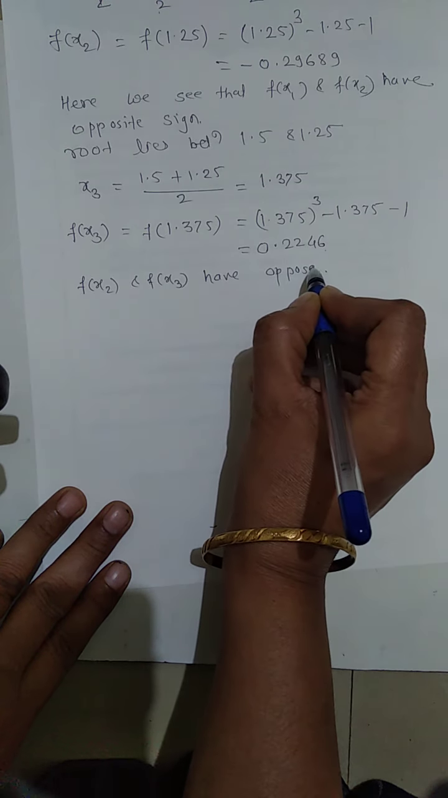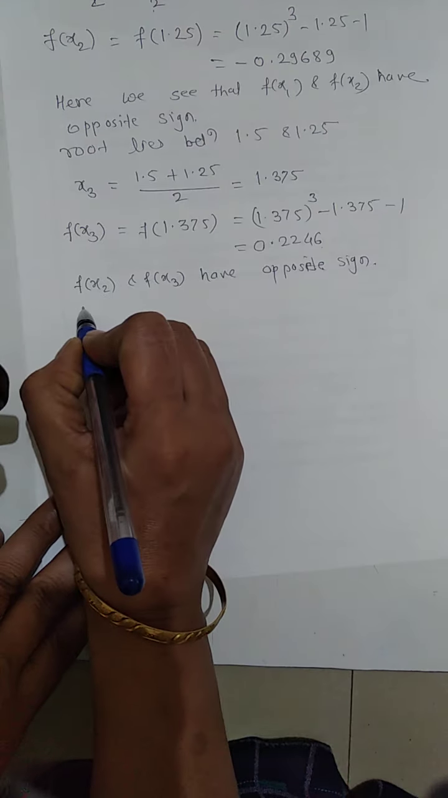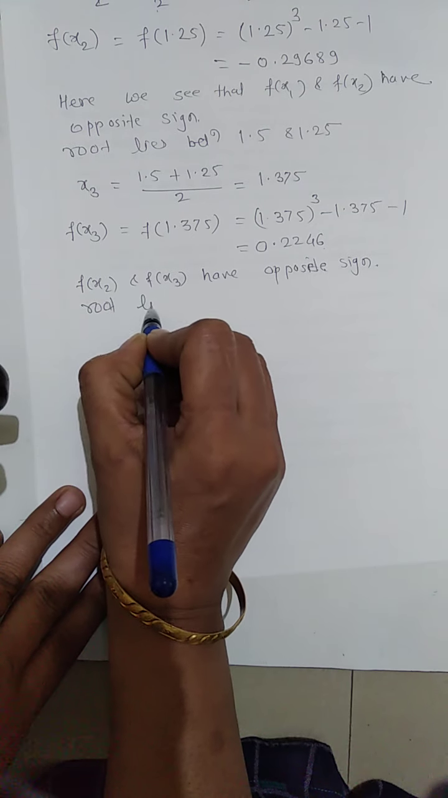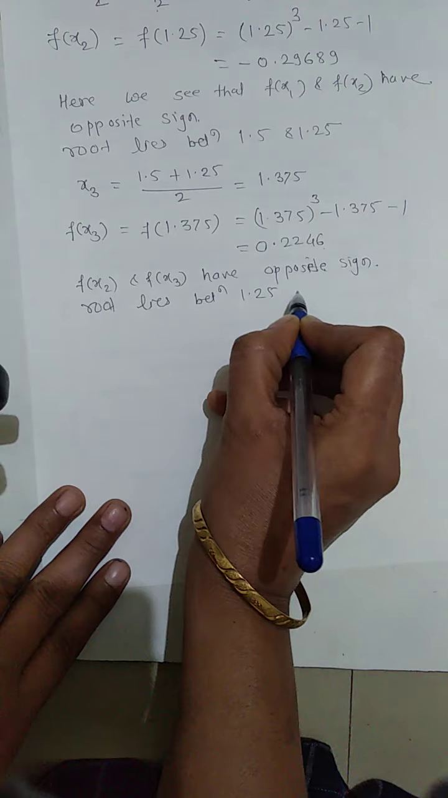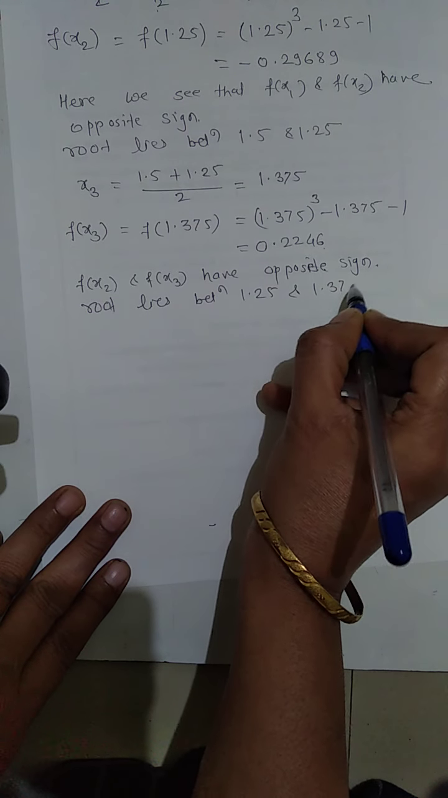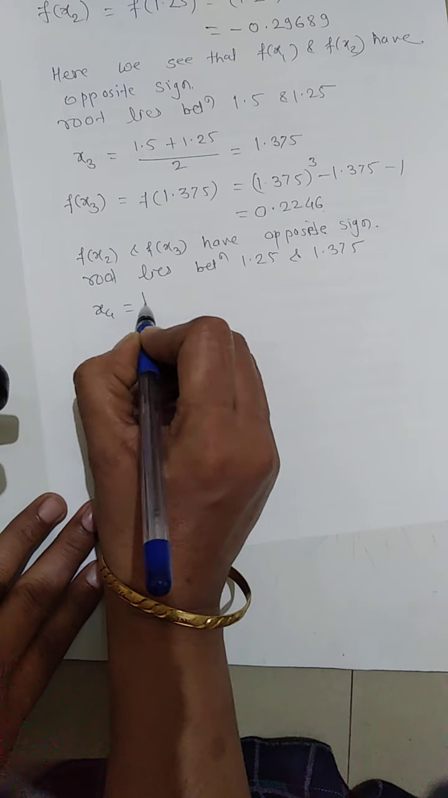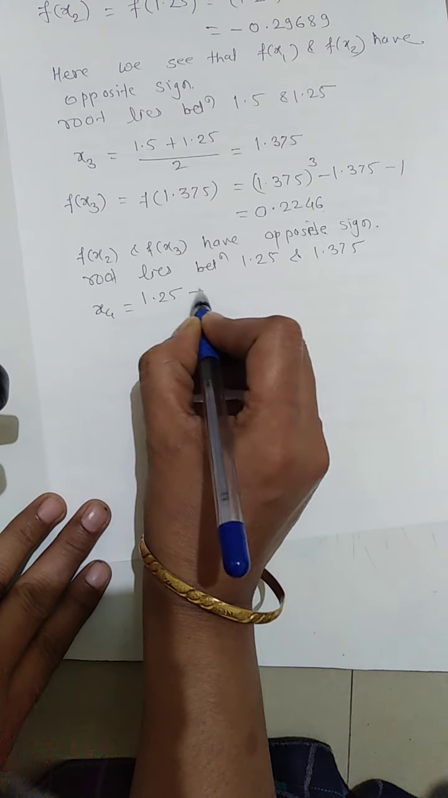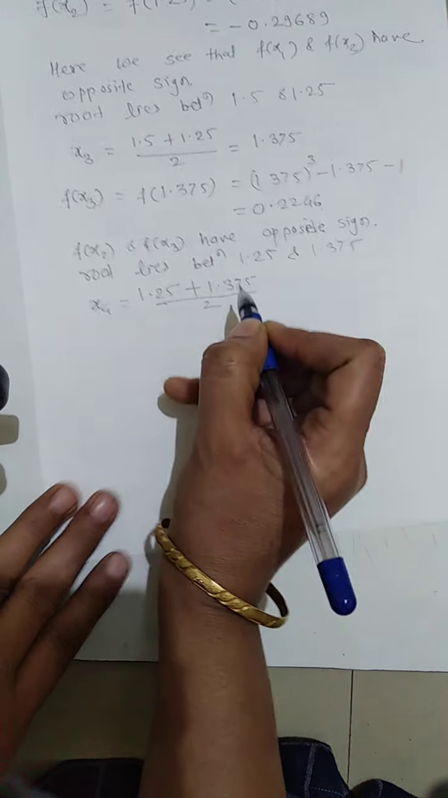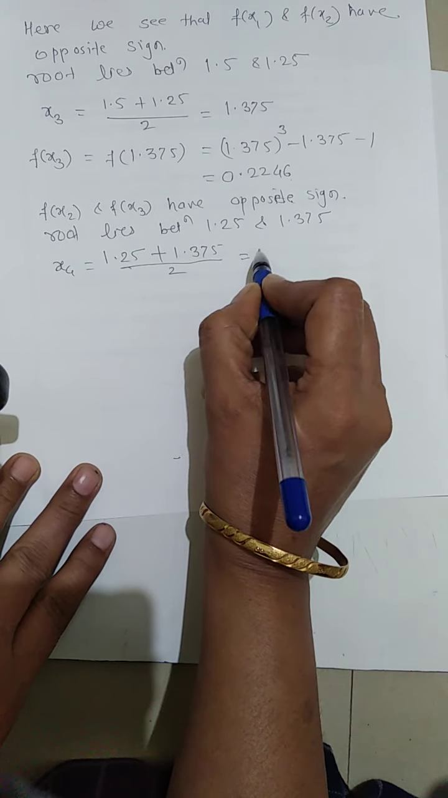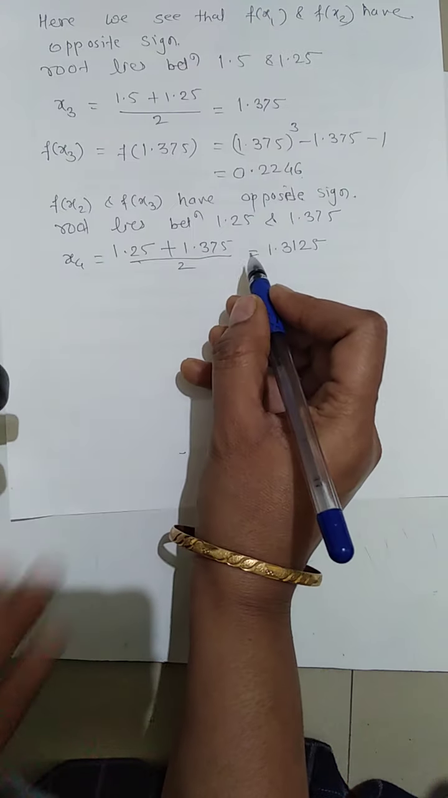Therefore, the root lies between 1.25 and 1.375. Then again find x4. x4 = (1.25 + 1.375)/2, and after calculation, the value is 1.3125.